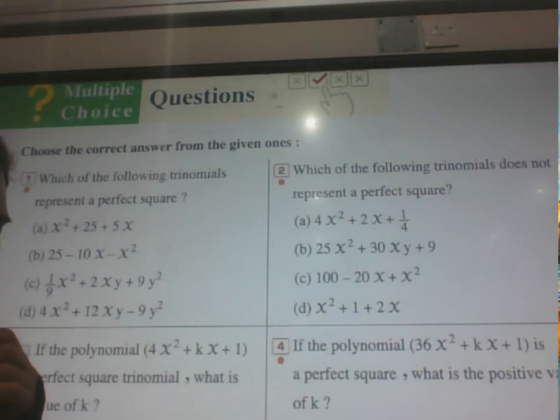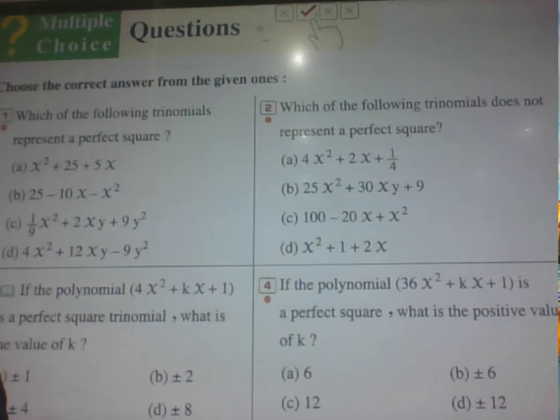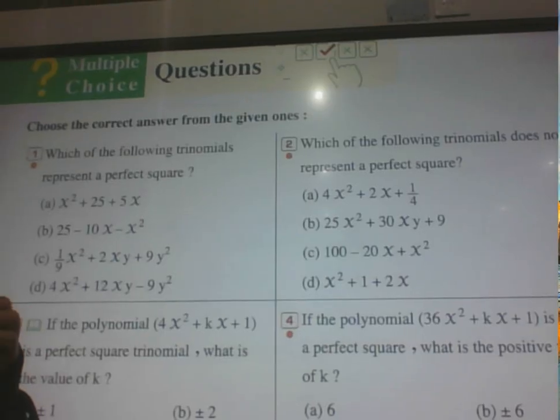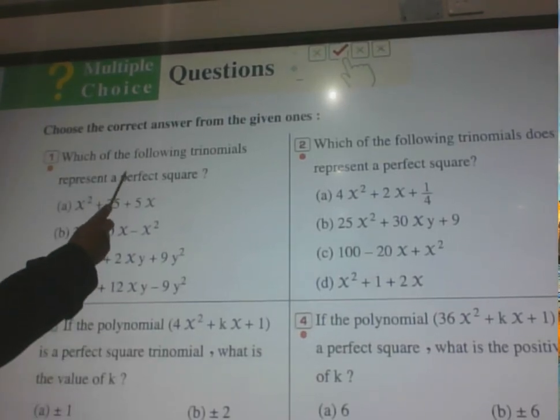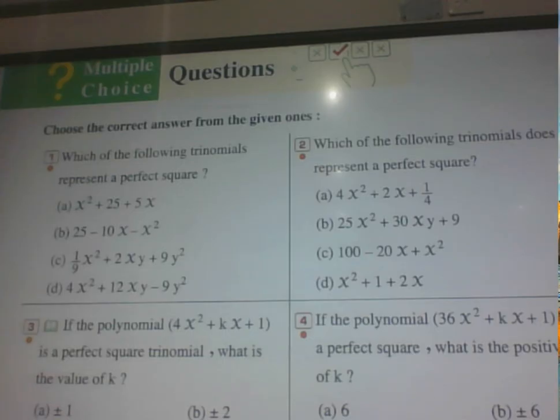Today I will explain a new lesson about factorizing a perfect square. Choose the correct answer, multiple choice questions. Okay, first question, choose the correct answer from the given ones. Which of the following trinomials represents a perfect square? What can we choose here?